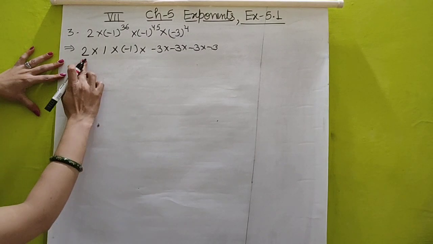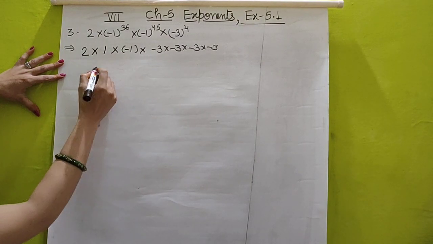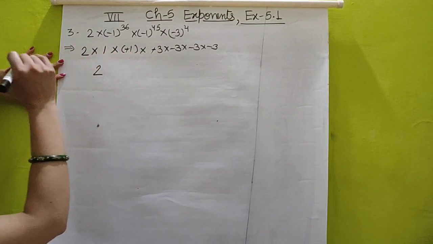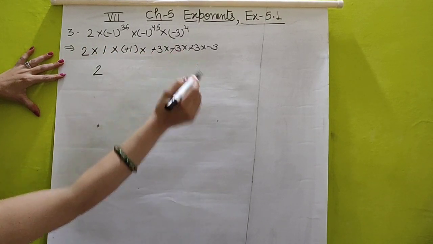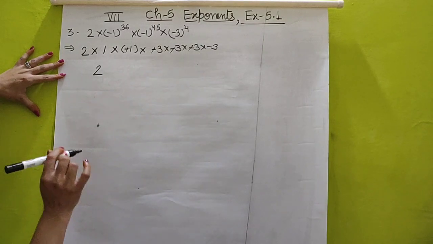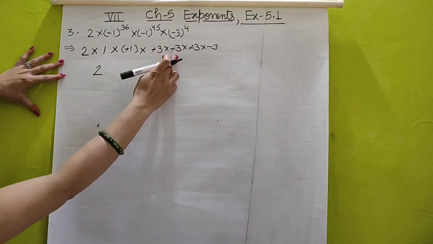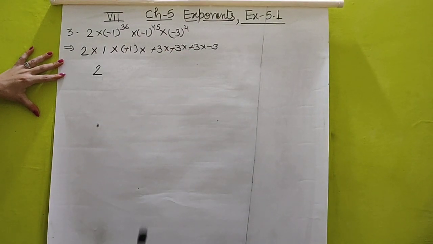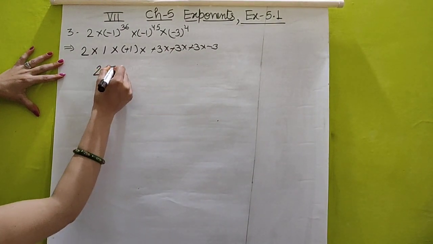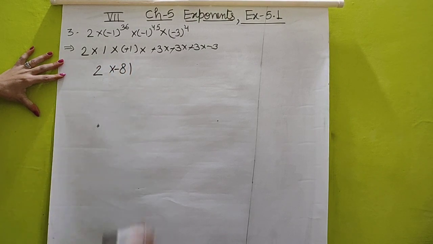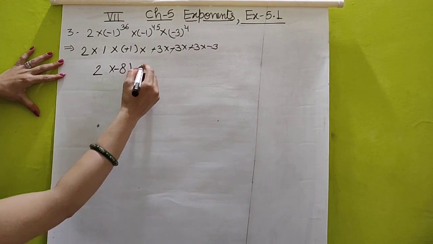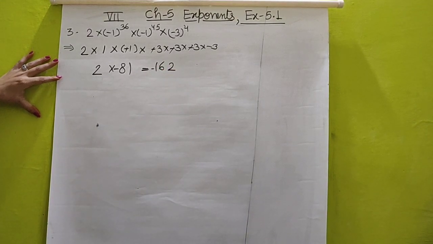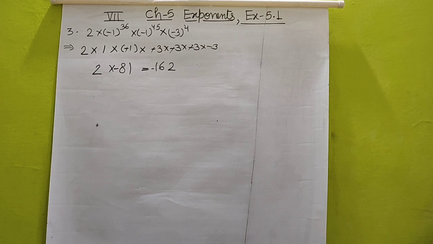Now students, 2 multiply 1 multiply 1, it will be 2 only. Here students, this minus I can cut with this minus, with this minus. Only one minus is left. Now students, 3 threes are 9, 9 threes are 27 and 27 threes are 81. 81 will come here with a minus sign. Now 2 multiply 81, it will be 162 with a minus sign. So like this students you can solve.